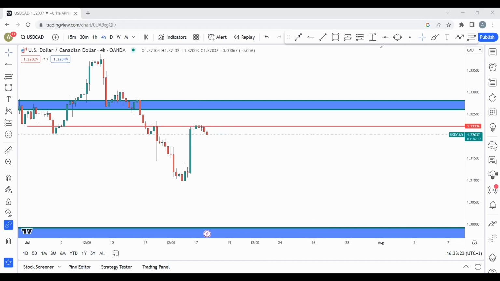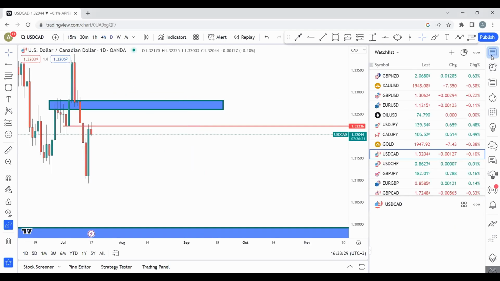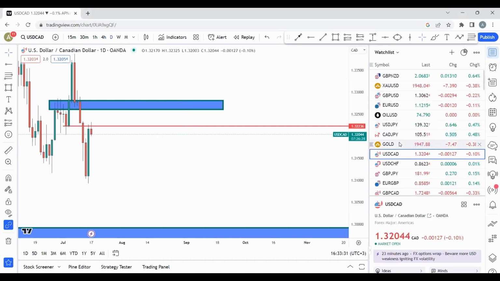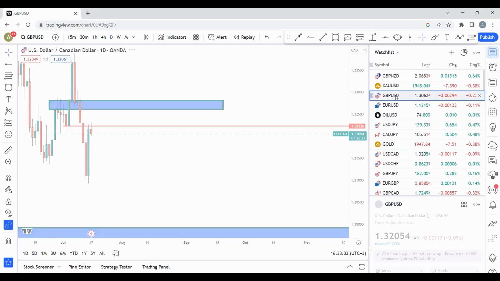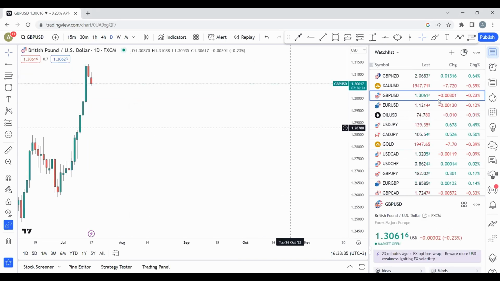Now let's take another example that we're going to use to implement the same things that we have done. Let's use an example of gold. Most of you trade gold. Okay, we can talk about GBPUSD. Let's talk about GBPUSD also.